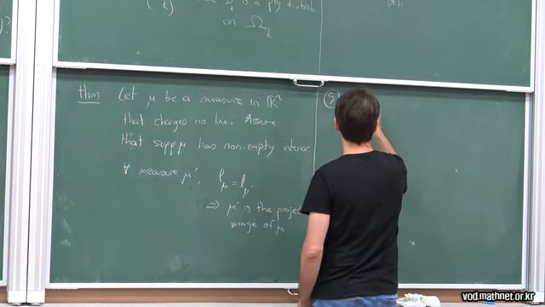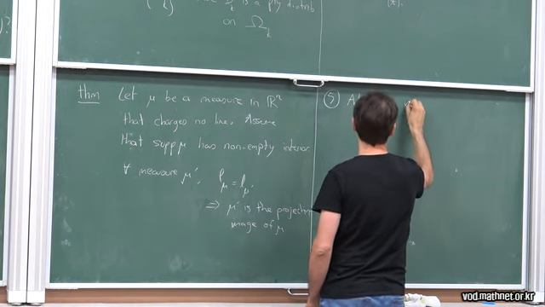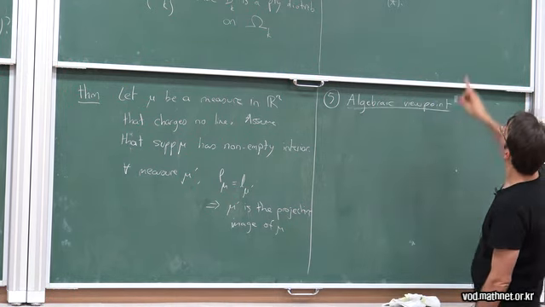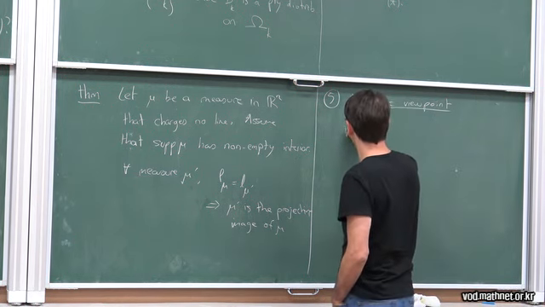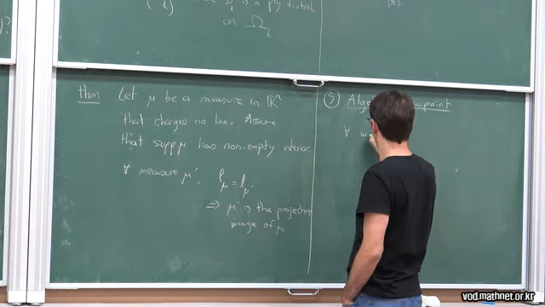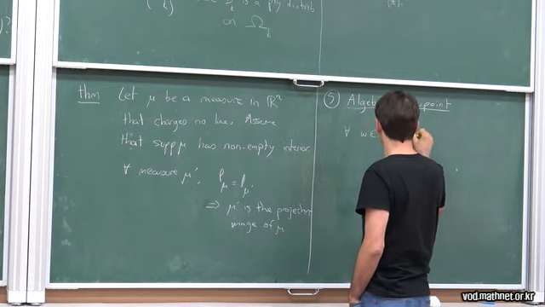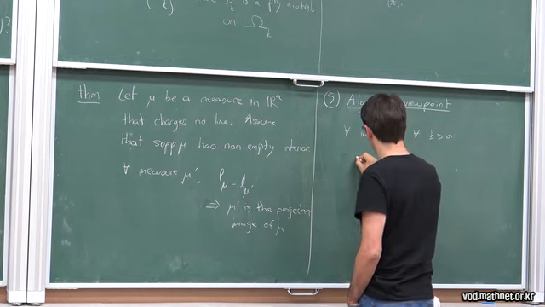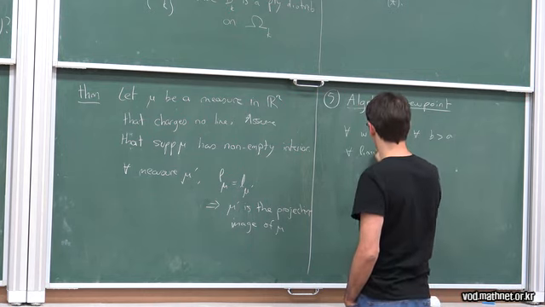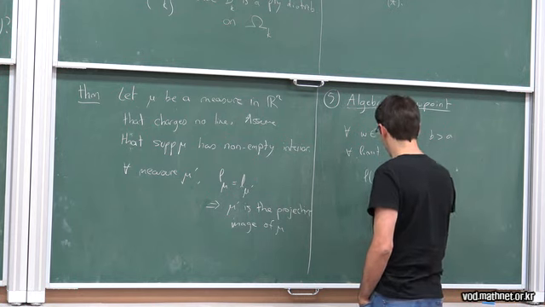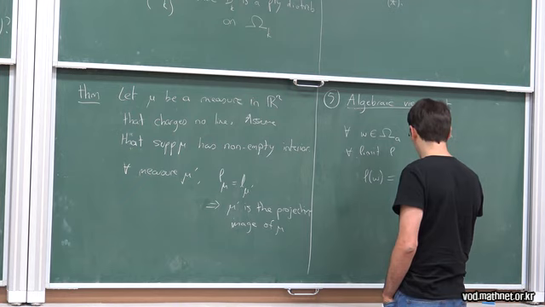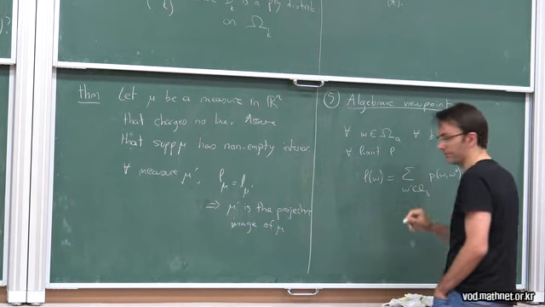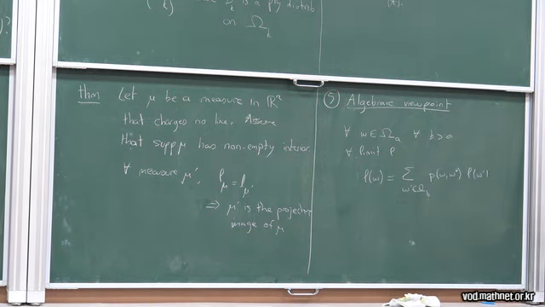And the algebraic viewpoint. So we have that for any order type omega in omega A, for any B larger than A, and for any limit L, we have that L of omega is a sum for omega prime in omega B of P of omega prime, L of omega prime. Okay, so I'm just rewriting this above.